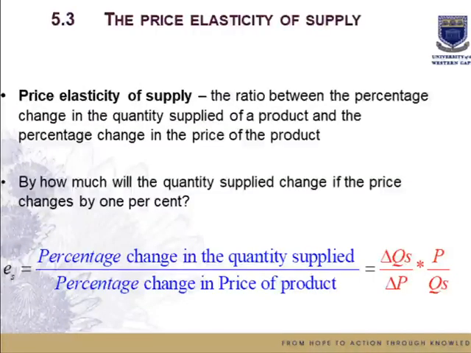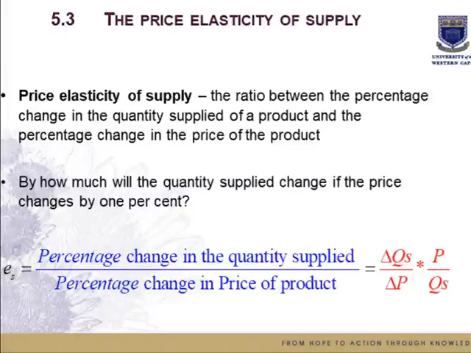Now, let us focus on the price elasticity of supply. The price elasticity of supply measures the responsiveness of quantity supplied of a product to changes in the price. That is, we want to examine by how much the quantity supplied will change if the price of a product changes by 1%. Price elasticity of supply is calculated as the percentage change in the quantity supplied of a product divided by the percentage change in the price of the product.